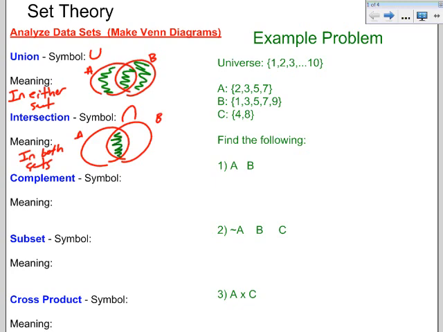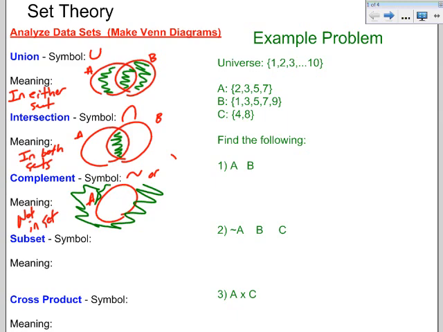That's intersection. Now the complement, there's two symbols. There's the squiggly or like an apostrophe. And the complement just means not in the set. So if you have set A, what's not in the set would be everything else. Okay?